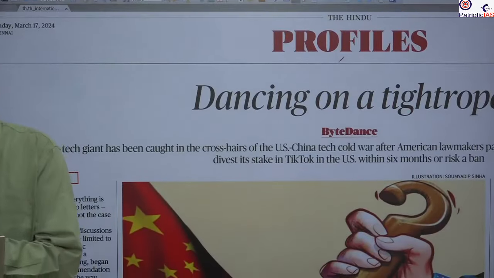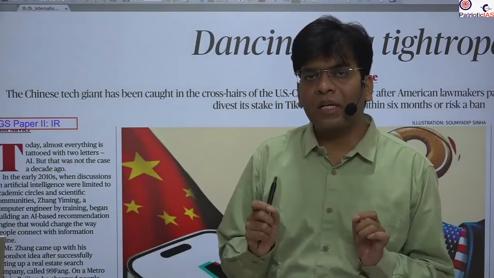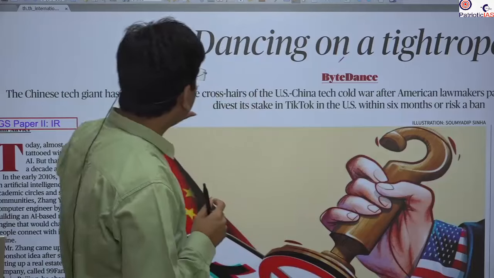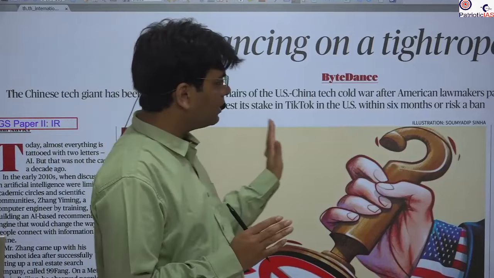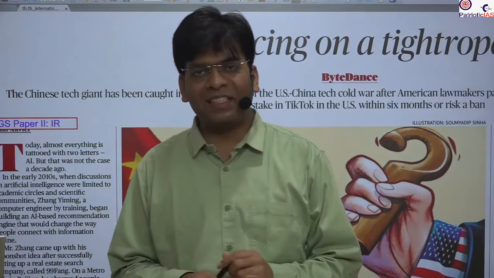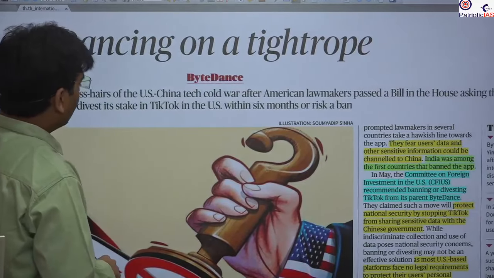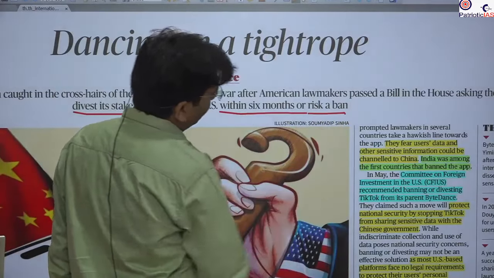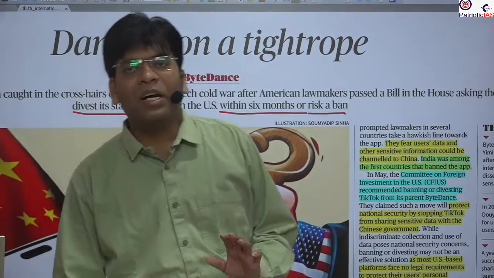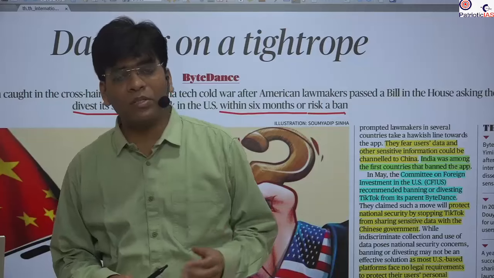The next important news is with respect to TikTok and its owner company, and the law that has been framed in the US. This is dancing on a tightrope. It means the company is facing resistance from the US. Here, the lawmakers have made a law saying that either you should divest your stake in TikTok within 6 months or risk a ban. So either you sell the company to the US, or give the ownership to the US, or there will be a ban.